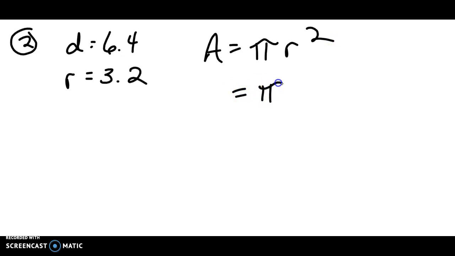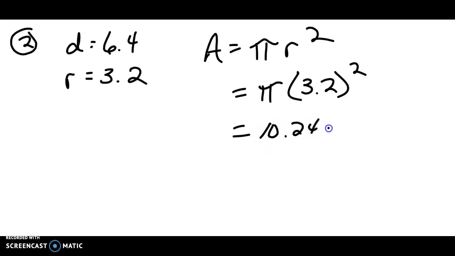So we're going to take the radius that we found, 3.2, and square that value. Now we're going to give it two answers. We're going to do it in terms of pi, and we're also going to give you the decimal approximation. So we're going to have 10.24 pi as an answer, or the decimal approximation will be 32.15. So that would be your area.